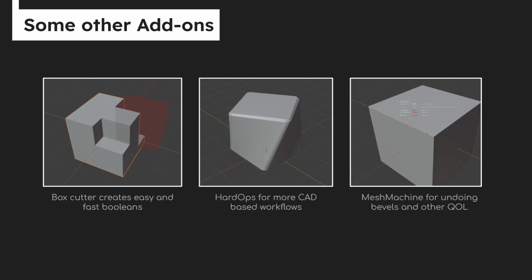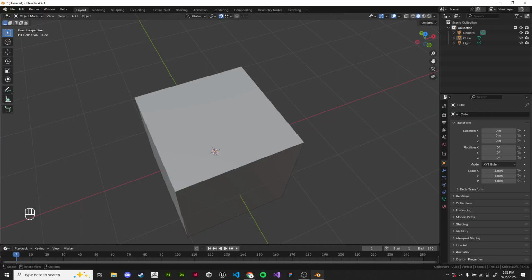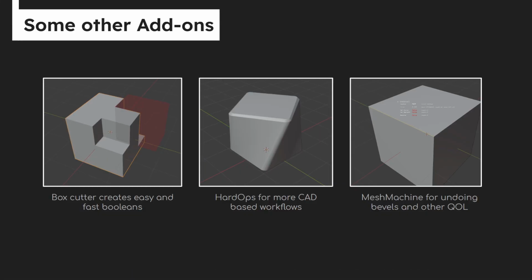So some examples of other add-ons that you might be interested in. I kind of mentioned them briefly earlier, but there's one called Box Cutter. This lets you really quick. I don't have any of them installed in my laptop, otherwise I'd show you. Box Cutter creates fast, easy Booleans. This one, actually, I might have installed. Nope. There's one called HardOps. HardOps lets you work more like a CAD software. So if you're familiar with something like Fusion 360 and you want to work in Blender in that fashion, then something like HardOps might be for you.